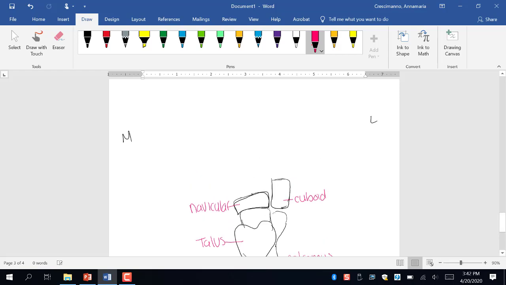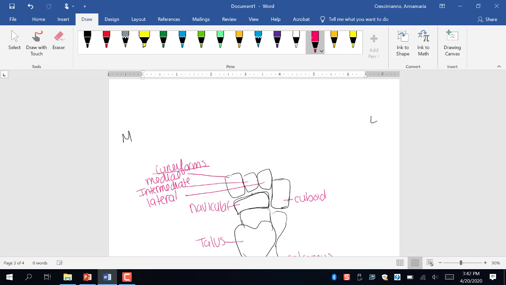And then we have 3 cuneiforms. 1, 2, and 3. So we have our medial one, our intermediate one, and then our lateral one.